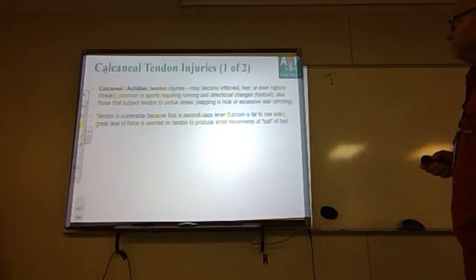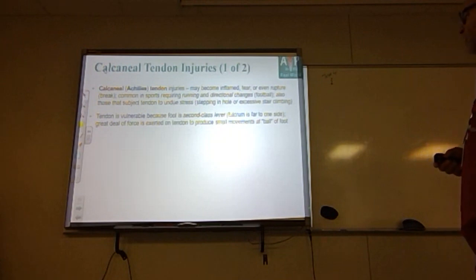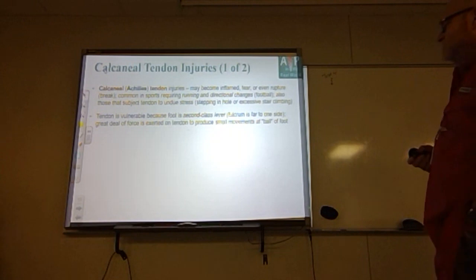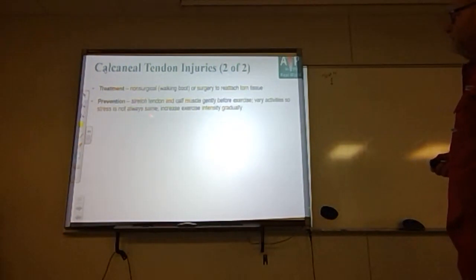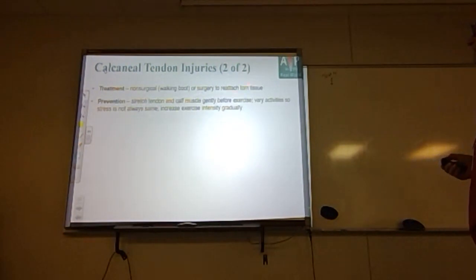The tendon is vulnerable because the foot is a second-class lever with the fulcrum far to one side. A great deal of force is exerted on the tendon to produce small movements at the ball of the foot. Treatment may be a walking boot or surgery to reattach the torn tissue.